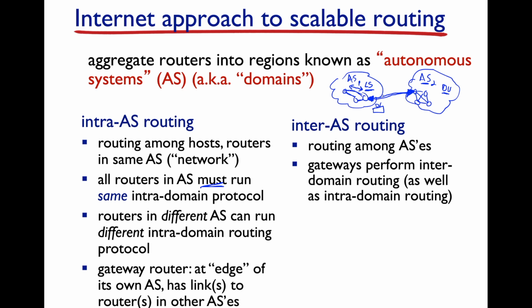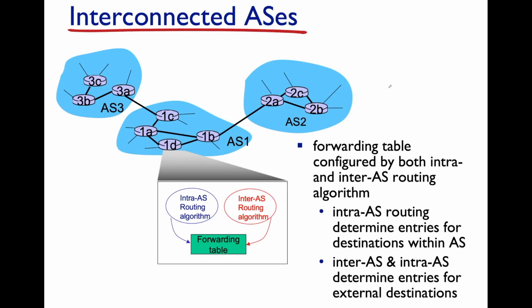And what we'll see is we'll designate certain routers within each autonomous system as a so-called gateway. And a gateway is a router in your autonomous system that, while it maintains a connection to all of the routers inside the autonomous system, also maintains a connection to a router that's in a different autonomous system. Okay, so let's take a look at an example.